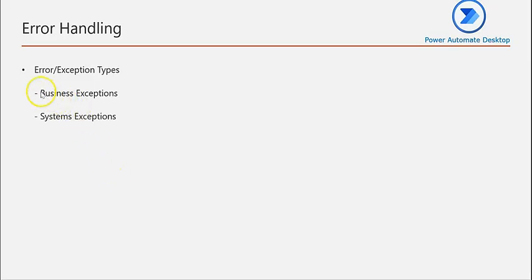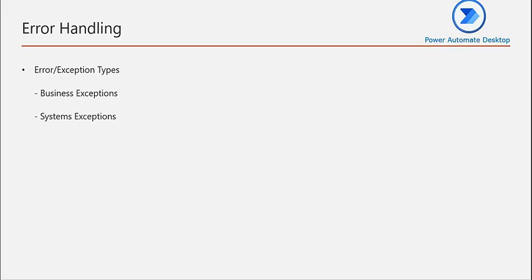So errors or exceptions in any RPA tool or even programming languages. Specifically for RPA tools, there are two types of exceptions that are categorized: business exceptions and system exceptions. Business exceptions are something that could be an error or an exception in the business logic or the business rule. For example, in yesterday's session, we looked at the work queue concept where we had the amount value blank. So that's a kind of business exception because nothing can be done.